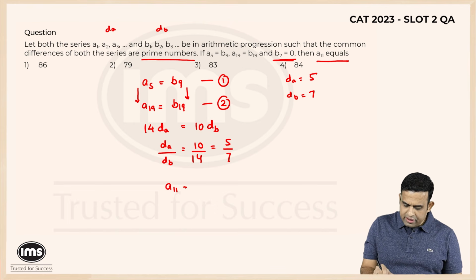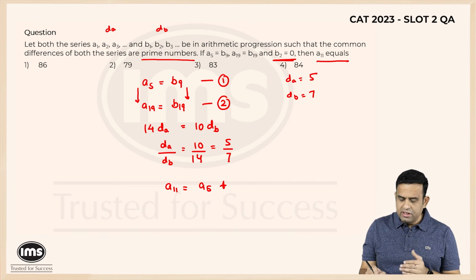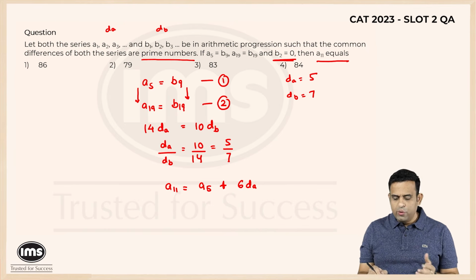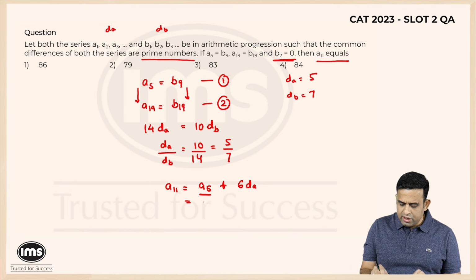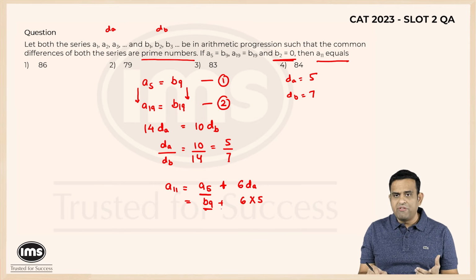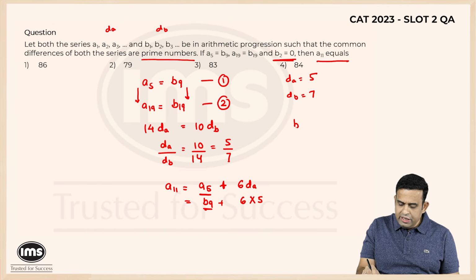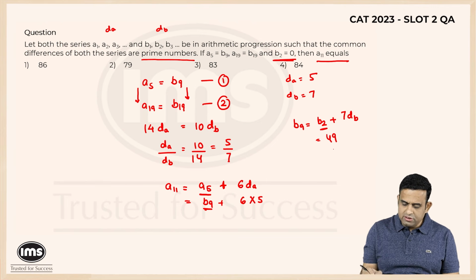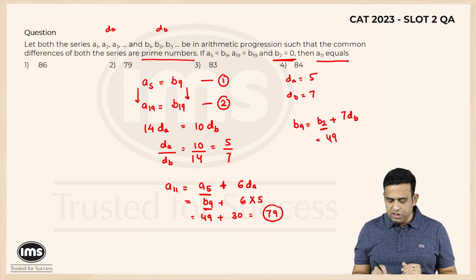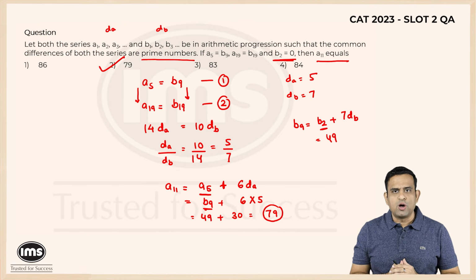A11 can be termed as the 5th term plus 6 times the common difference, 6 times DA. Now how do you find the 5th term? The 5th term is equal to the 9th term of the second sequence, B9, plus 6 into 5, which is 30. How do I find B9? Because they have told you B2 is 0, B9 I can write as B2 plus 7 times the common difference. B2 is 0, so 7 times DB is 49. So B9 becomes 49, plus 6 into 5 which is 30, so the required total is 79. So the 11th term of this sequence is 79, and hence one can choose to mark option number 2 over here.